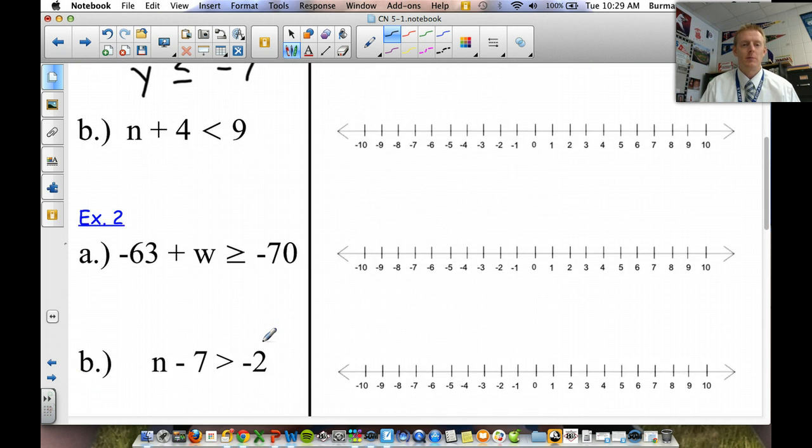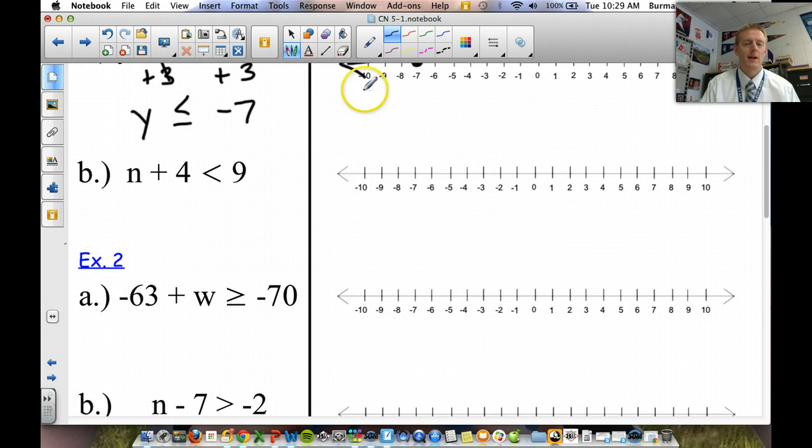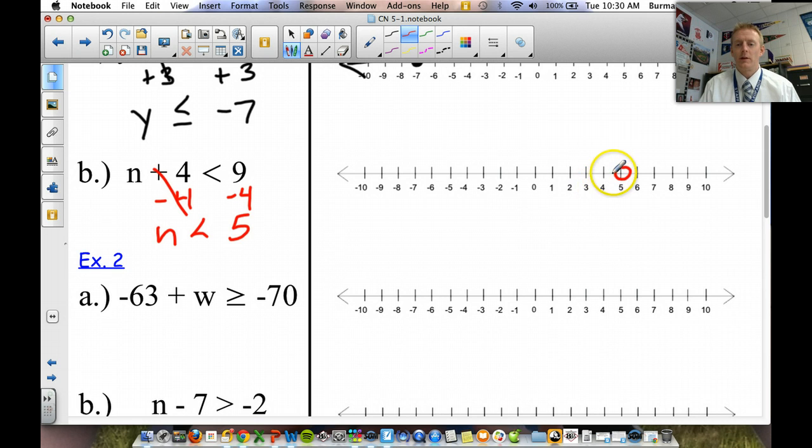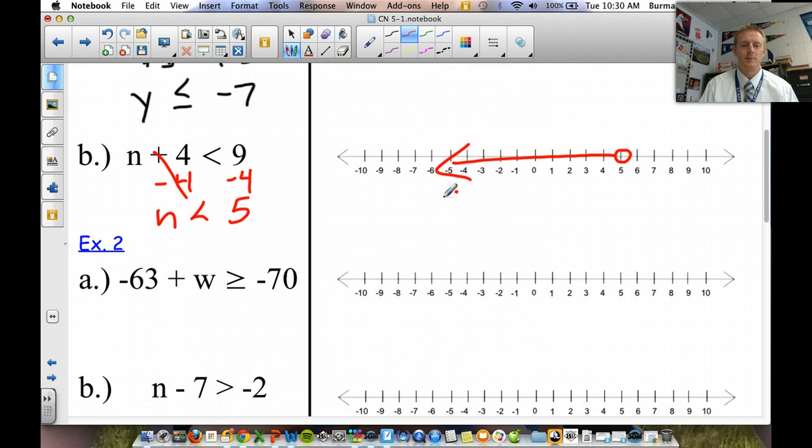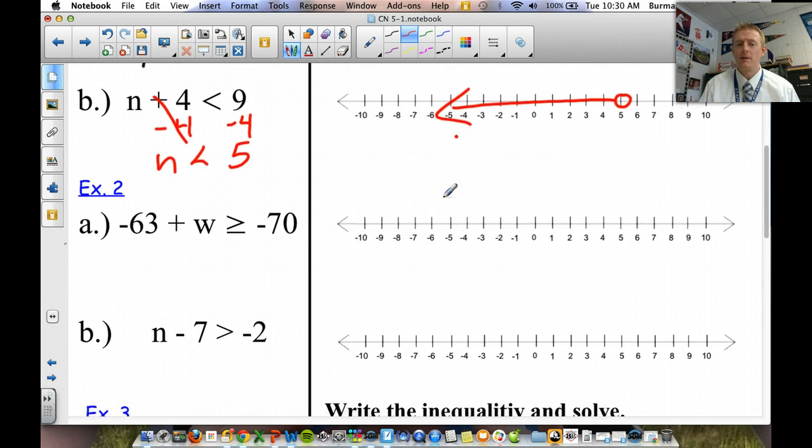And we'll scroll down to part B of example 1. Same exact process. To get n by itself, we subtract 4 from both sides of the inequality. N is less than 5. So at 5, we have an open circle, and we're going to shade everything to the left. And you check it, plug in one of these numbers to see if it works out. Or even plug in the 5.